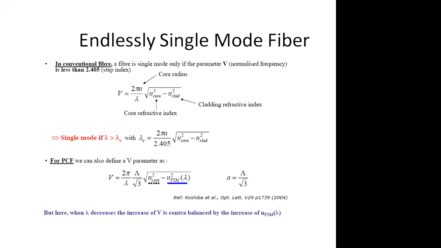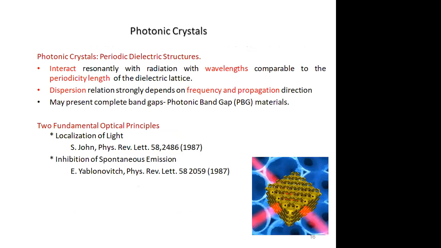You might have studied this equation, right? V is equal to 2 pi r by lambda square root of n core squared minus n cladding squared. If its value is below pi, then it is known as single mode fiber. If it increases, then it becomes multi-mode, right? So that equation can be modified in photonic crystal fiber so that we can adjust the value of V. This we have studied. Now, this is the motivation for getting into photonic crystal.